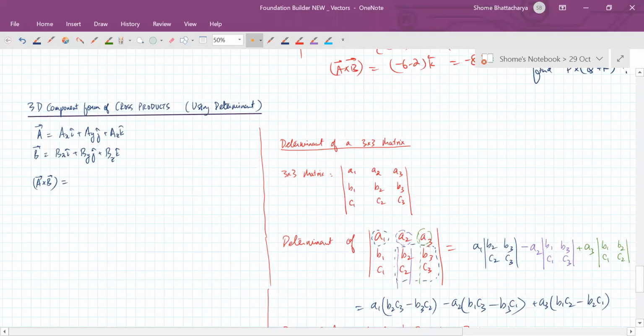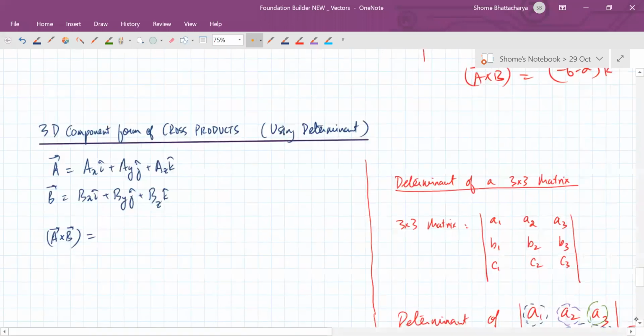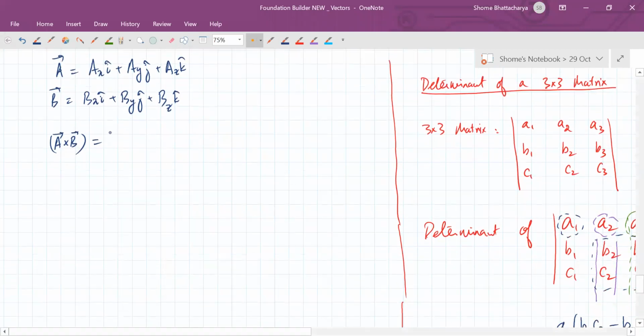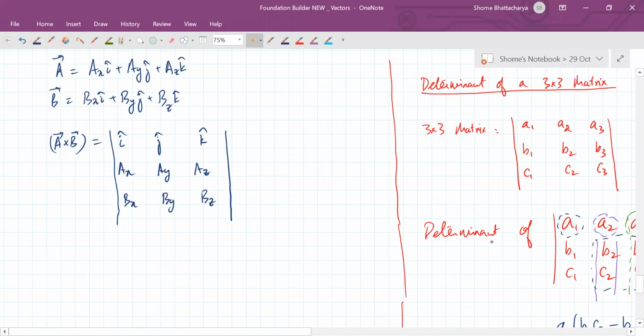Now when it comes to vectors, let's see how we will utilize this. To calculate A cross B, we'll make a three-dimensional, or 3 by 3, matrix. The first row of that matrix will be the unit vectors: i cap, j cap, and k cap. The second row will have the vector A's components, Ax, Ay, and Az. The third row will have B's components, Bx, By, and Bz. And then we will solve it by just this method that we are seeing here.